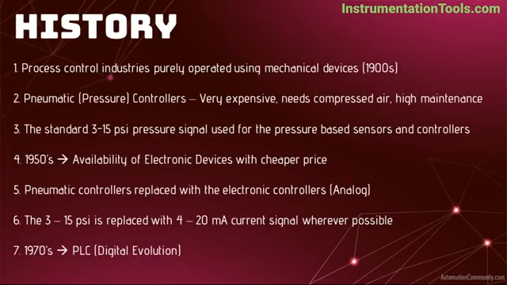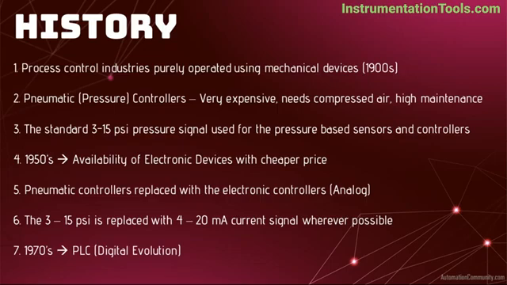In the olden days, industries were equipped fully with mechanical operated devices like pneumatic sensors and controllers. Pneumatic means pressure. Pneumatic devices use pressure as a medium for the measurement and to control applications in the industries. The pneumatic devices generate an output signal in the range of 3 to 15 pounds per square inch. The 3 pounds per square inch represents 0% of the measured process variable. The 15 pounds per square inch represents 100% of the measured process variable.